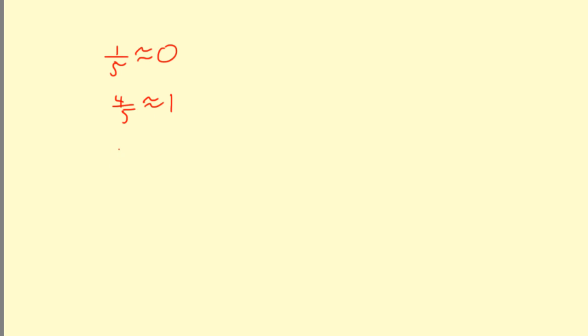Let's say you have something like 2/5 or 3/5. In both of these cases, the numerator is about half of the denominator. 2 is about half of 5, and 3 is about half of 5. So both of these could be estimated as about 1/2.